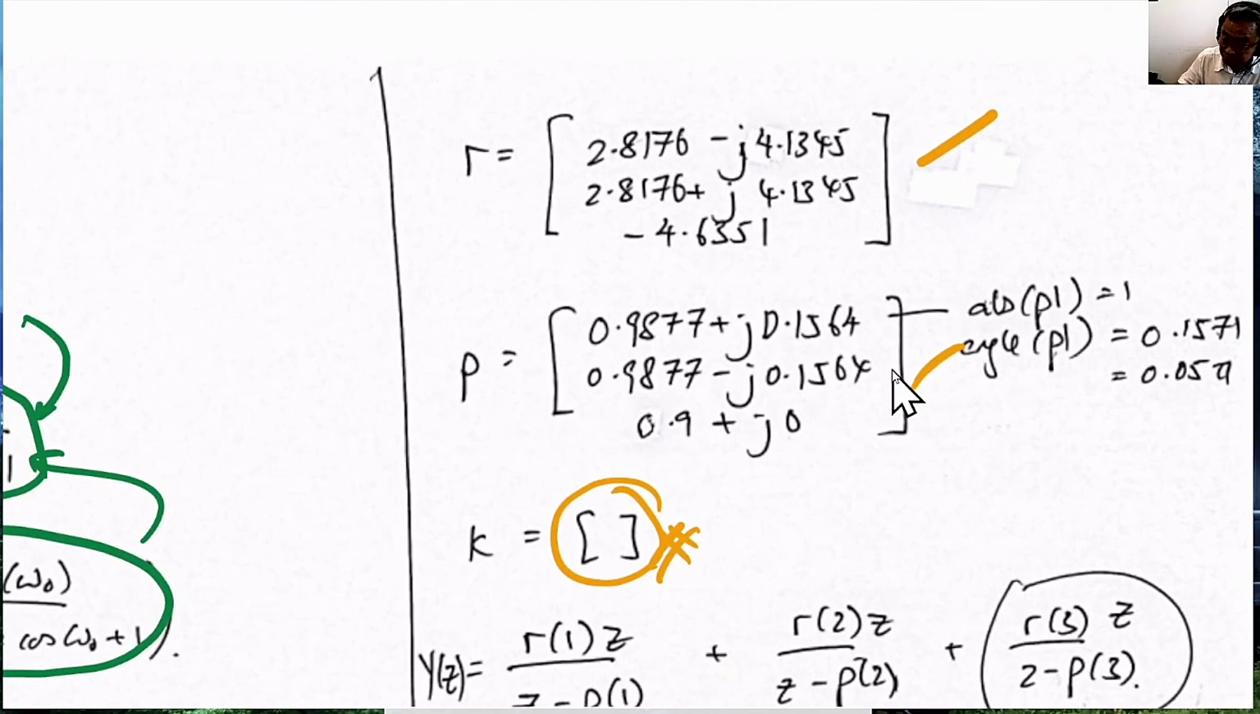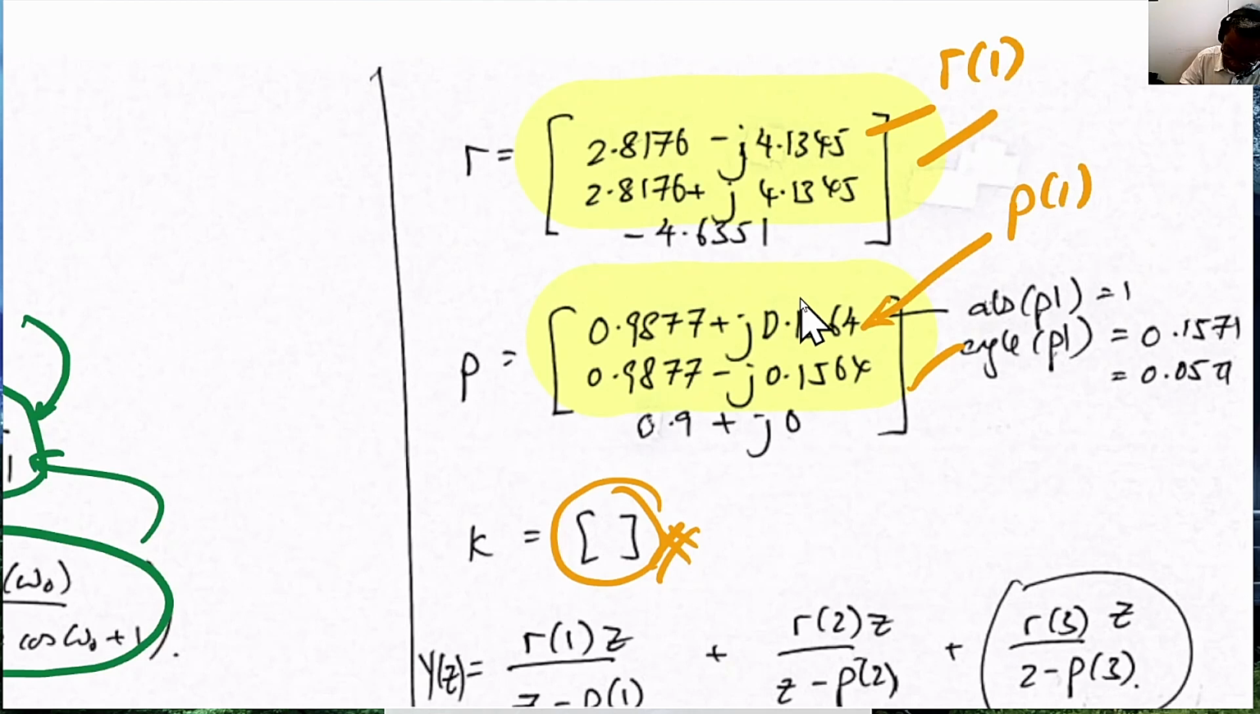Now, you have 6 values here. You'll notice that these values are complex conjugates of each other. They come in pairs. The first one along with the first one here. So let's call this R1. Let's call the second one, sorry, this first one P1. And let's call the second one R2. And the second along here P2.